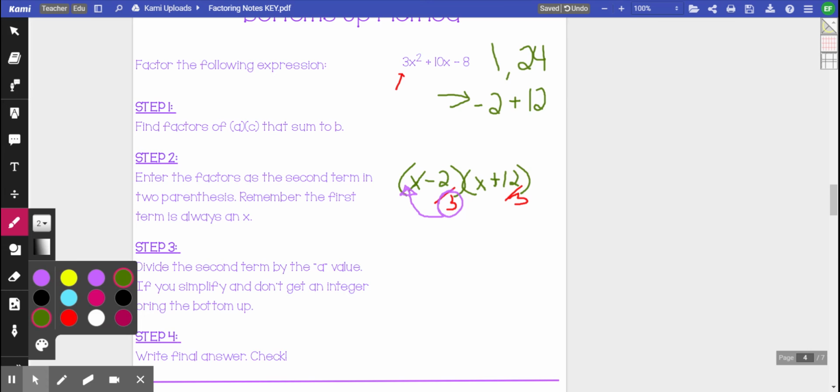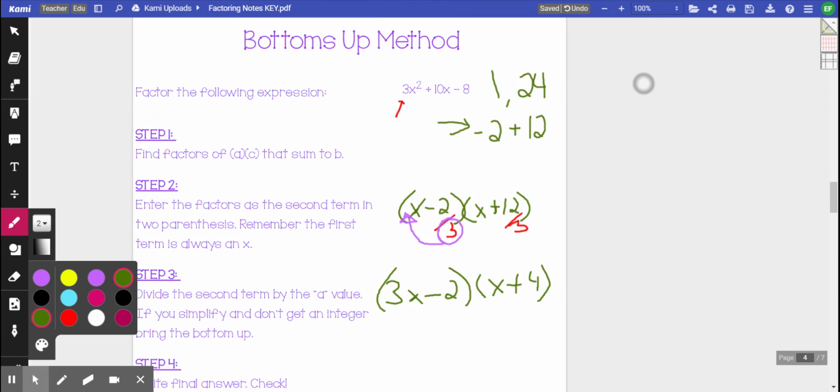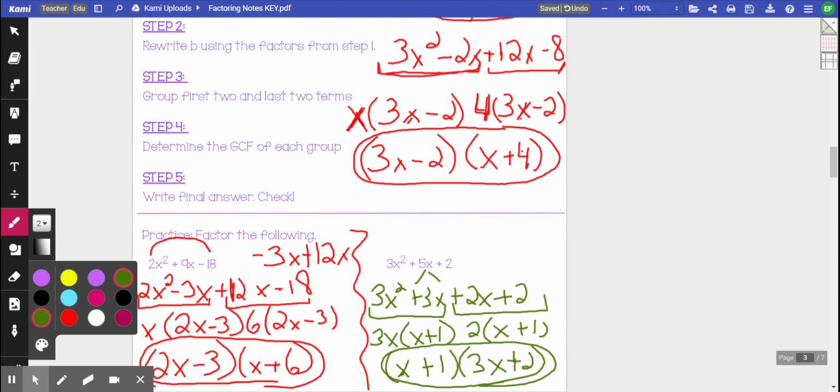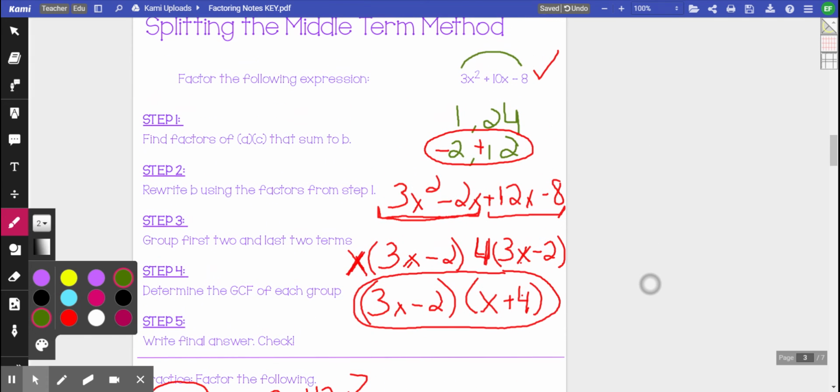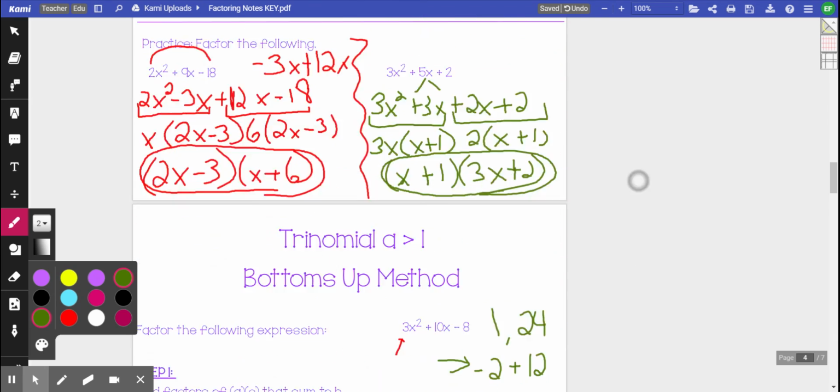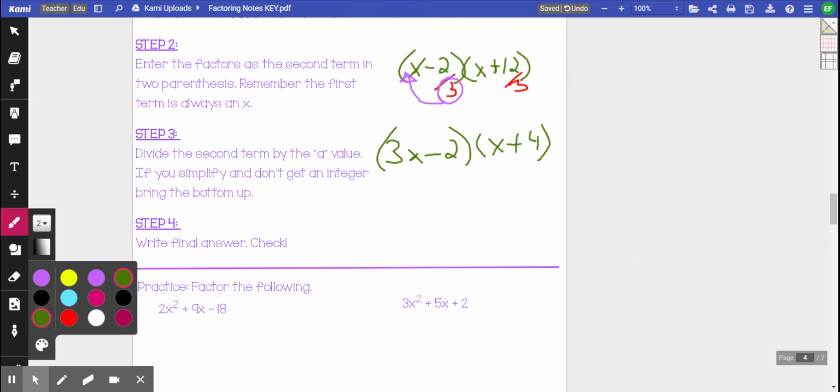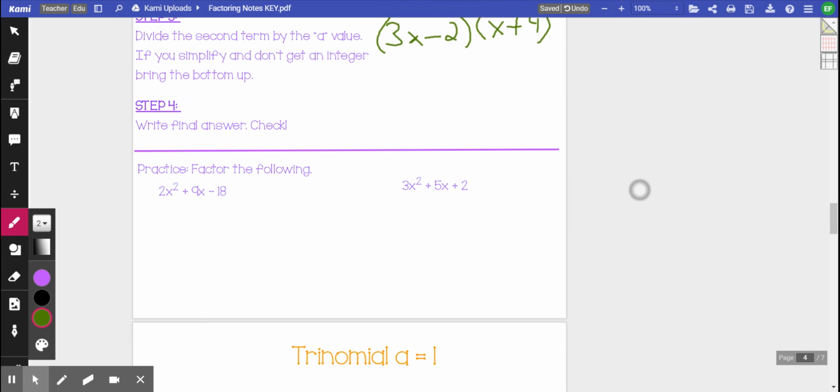So this is going to leave me with an answer of 3x minus 2. In my second parenthesis, 12 divided by 3 is an integer. 12 divided by 3 is just 4. And that, my friends, is the final answer. If we double check this, we know from before we did this problem, 3x minus 2 and x plus 4, same answer that we got from when we used the splitting the middle term approach. So some people like this method a little bit better. You can be the judge of which you'd prefer. If you want to pause and try the method again for the next sets, go right ahead.